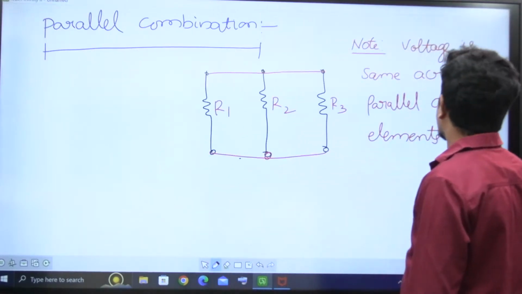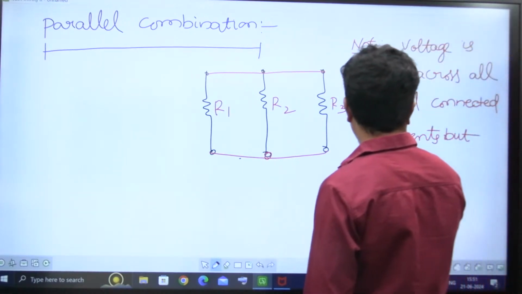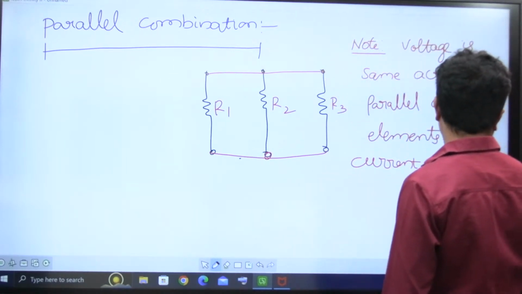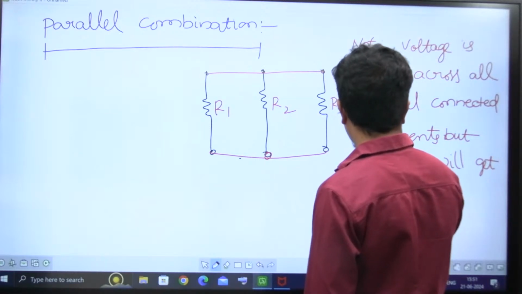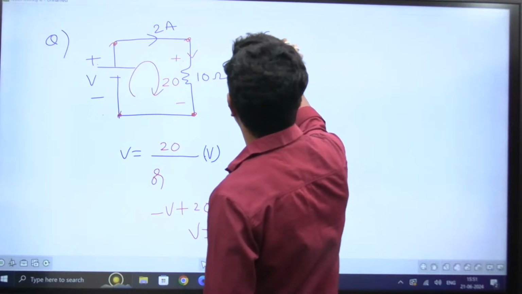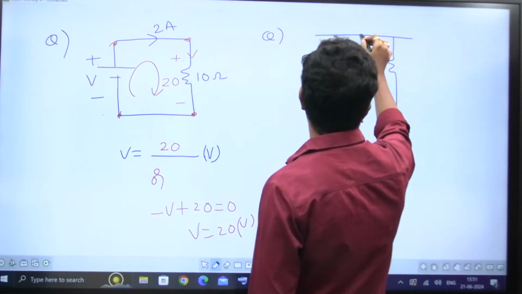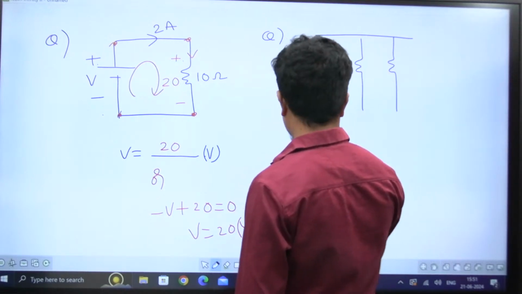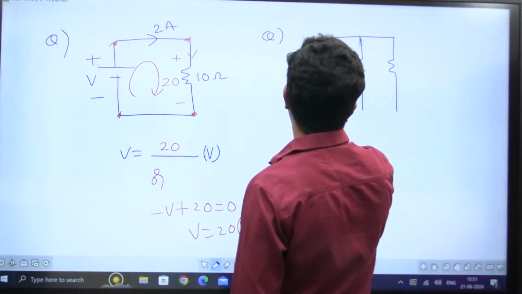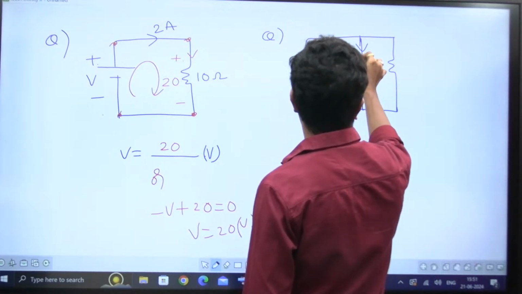So what is the note point I gave? Voltage is the same across all parallel connected elements, but current will divide. Right? Let me give you one more question. So this one, the current is 2 amperes.